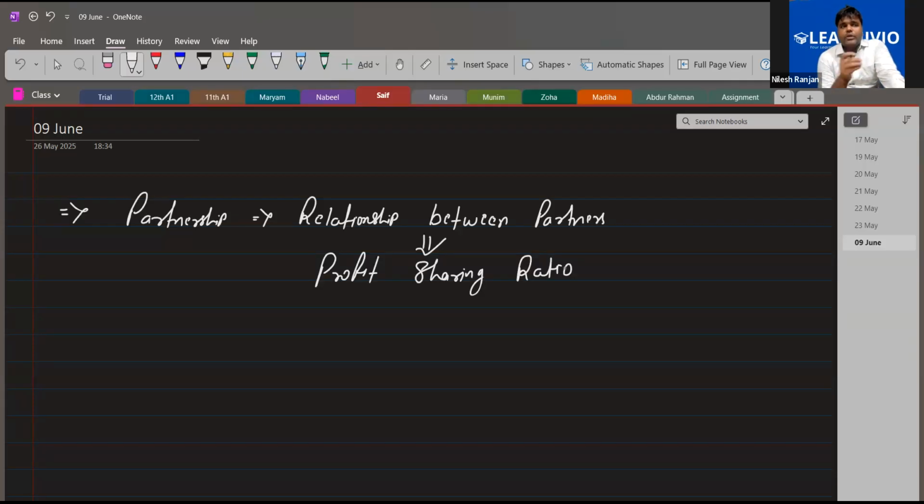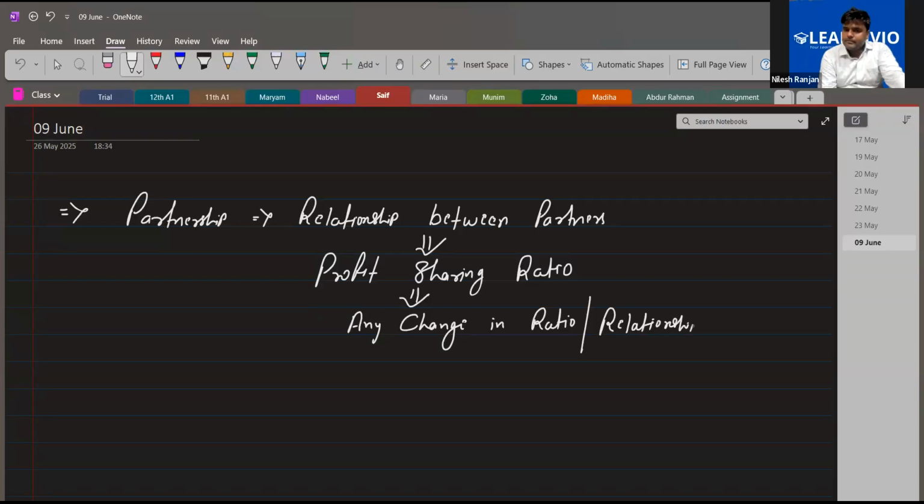Like if you talk about any person, you can say he is that person of mine. So this is how we say the relationship. In the same manner, if we are saying how partners are connected with each other, it is profit sharing ratio. Now, if there is any change in the ratio, we can say it is a change in relationship also, because they are connected with each other due to this profit sharing ratio. So if there is any change in the ratio, it means there is change in relationship between partners. Is this clear? Yes, sir.